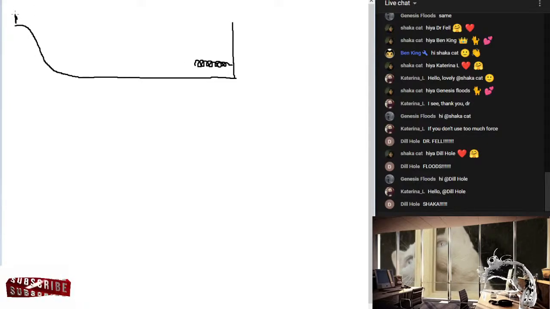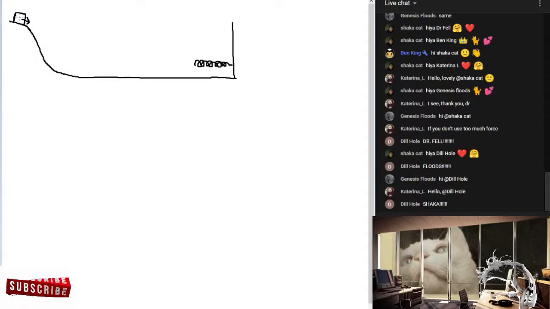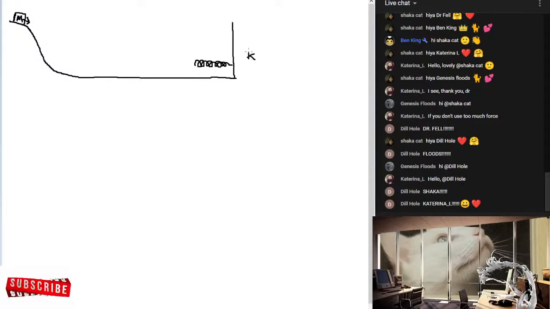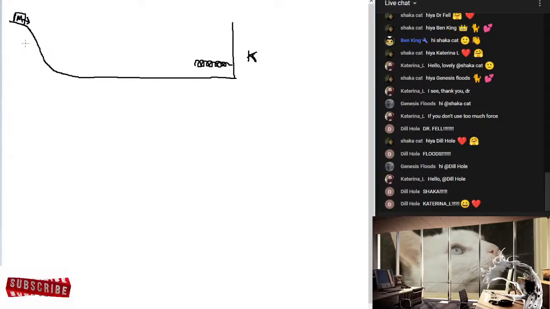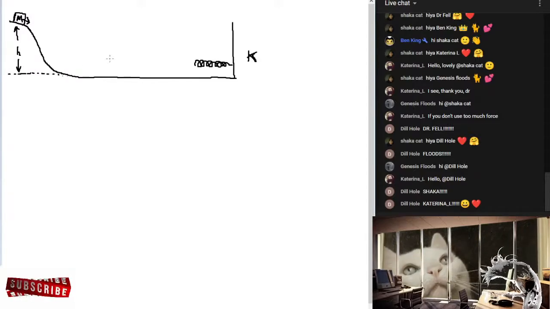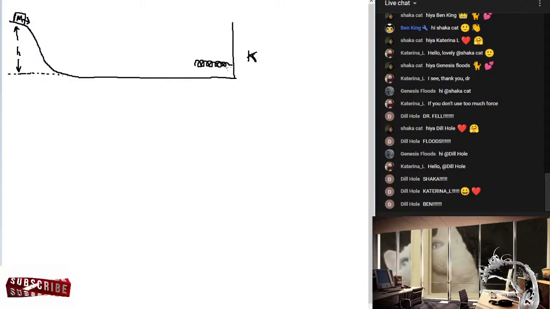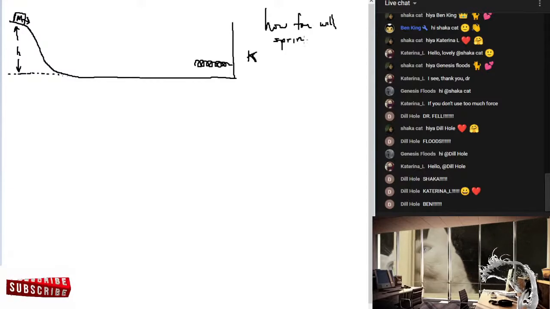So let's say we have a mass at the top of an incline that's going to slide down, call it mass M, and we have a spring here, spring constant K. And this is a height H. How far will the spring compress when that mass hits it?